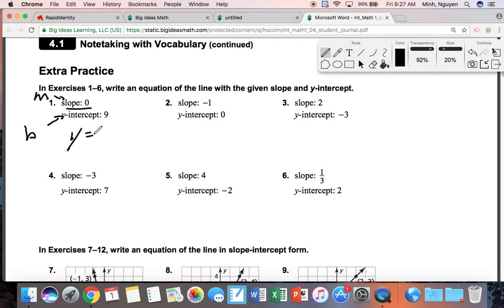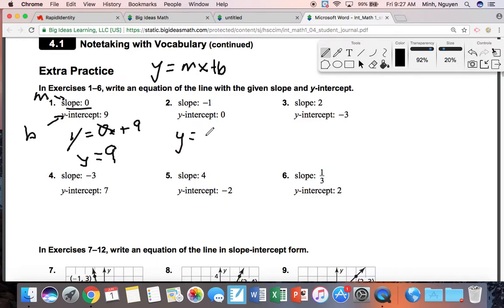y equals 0x. Don't forget the slope-intercept form is y equals mx plus b. 0x plus 9. Anything times 0 is just 0, so I have y equals 9.